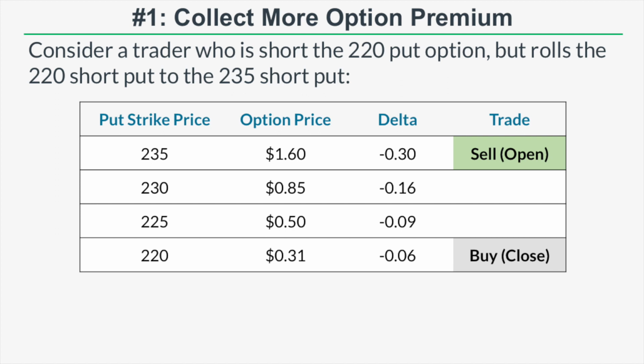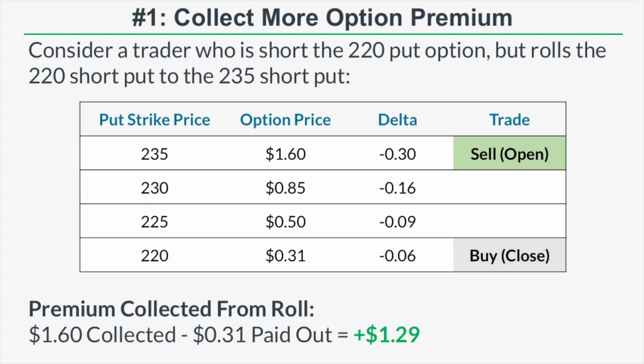So what this trader can do is roll up that 220 put to the 235 put, and they will collect a premium since the new put that they're selling is trading for $1.60, but the put that they bought back, which is their initial 220 put, is trading for 31 cents. Now, by purchasing back that 220 put for 31 cents and selling the 235 put for $1.60, we collect $1.29 of premium for that roll.